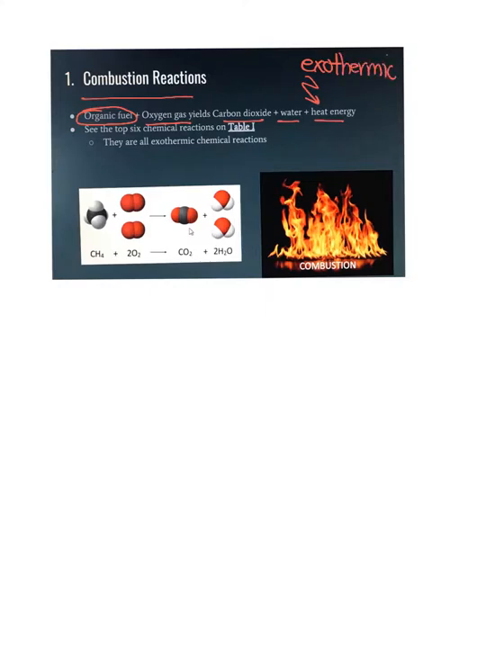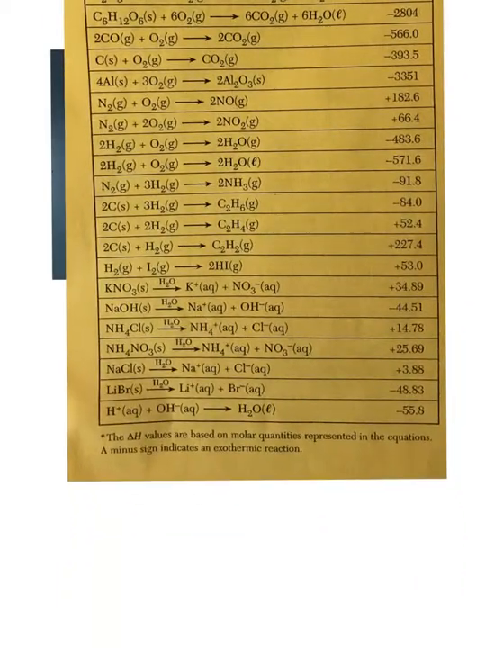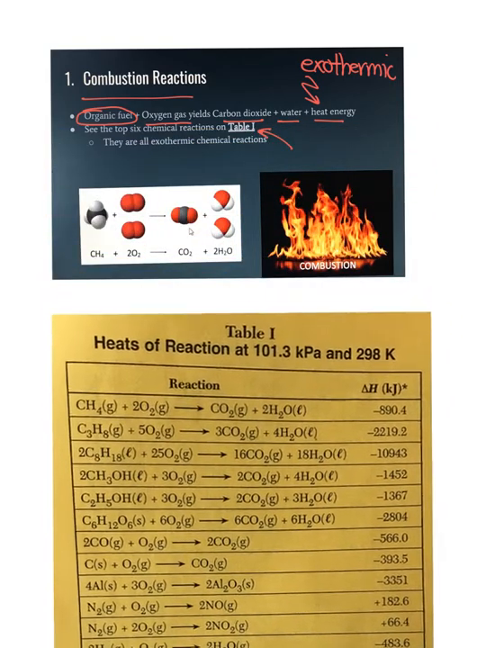And because you get this heat, we consider it an exothermic reaction. Now, you can find some examples of combustion reactions on Table I. So I'm going to go ahead and grab Table I for us. And so here's Table I. You can see that at the top of Table I, these first 6 all start with an organic compound, add oxygen, produce carbon dioxide and water, just like we have up here in this example. You can also look at the bottom of Table I, and you're going to see that it says a minus sign indicates an exothermic reaction. Exothermic because they have a negative delta H. All of them have a negative delta H.